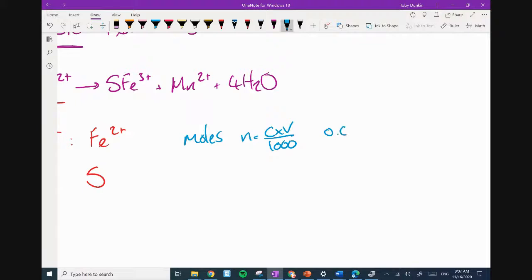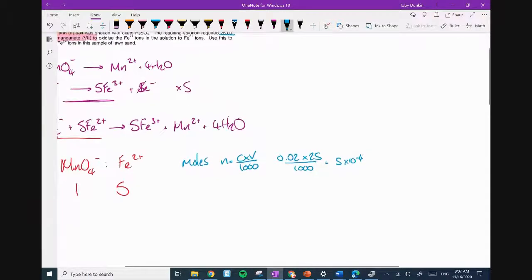Our concentration was 0.02 multiplied by a volume of 25, all over 1,000. It'll help if I turn my calculator on. 0.02 times 25 all over 1,000, and I get 5 times 10 to the minus 4. So that there is the moles of potassium permanganate that were required in the titration. We can actually put that.